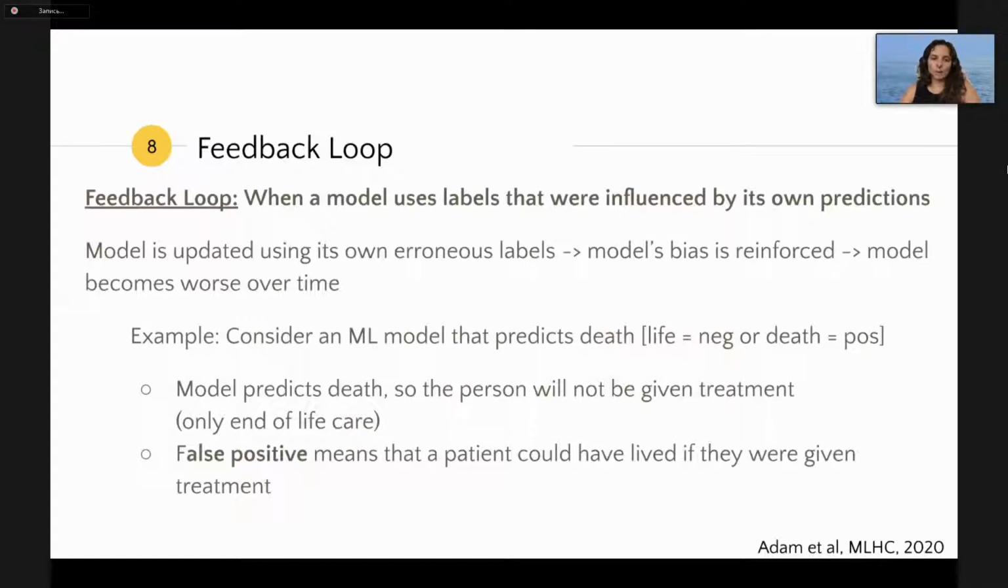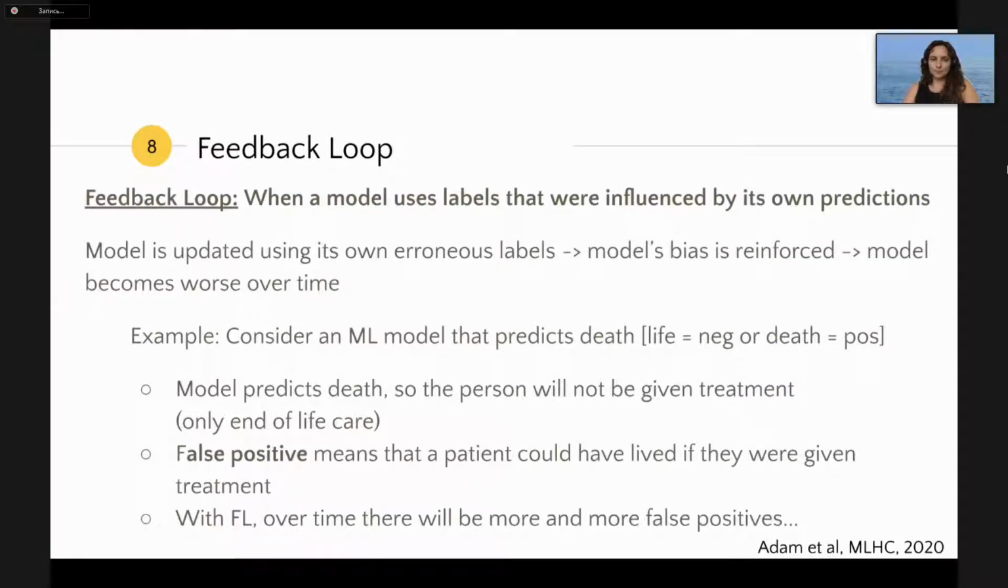So a false positive means that a patient could have lived if they were still treated, right? But the system says the patient is likely to die, they are not treated, and they die.